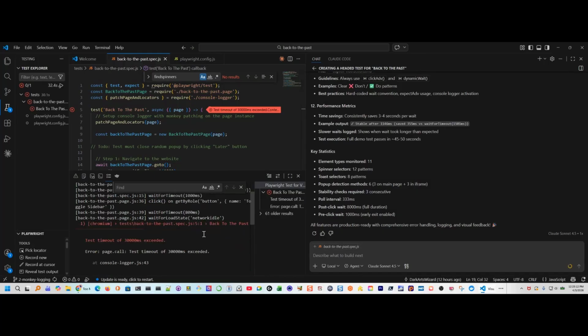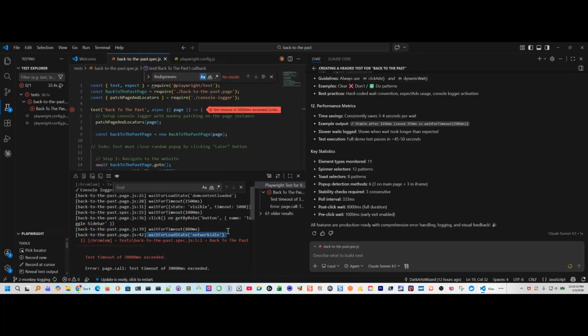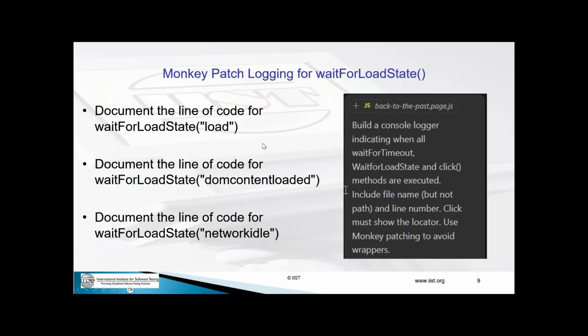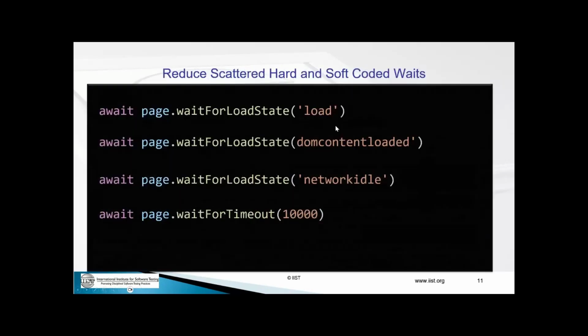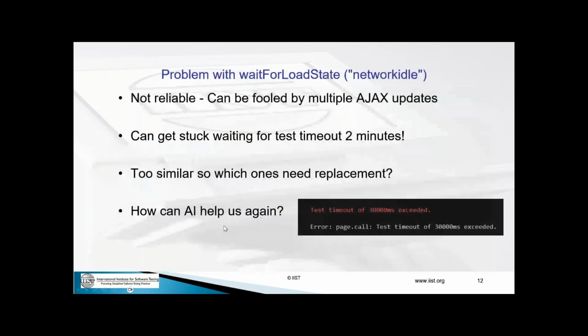And in fact, the last thing that executed was this network idle. So let's see if that is our next issue with the network idle. There it is, our messaging being output, as we said. So we're documenting the line for the wait for timeout, the hard codes, and what element was just clicked. And the ultimate idea behind this process is, let's get rid of a bunch of repeated lines of code, like waiting for a load state of load, DOM content loaded, network idle, and also the hard-coded wait for timeout.